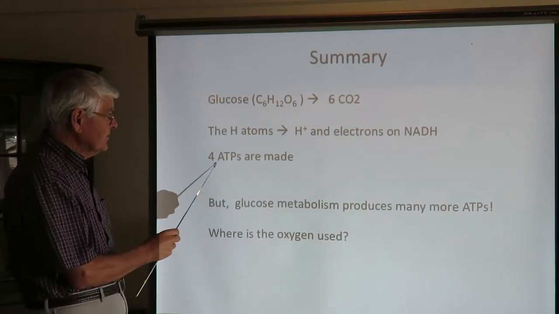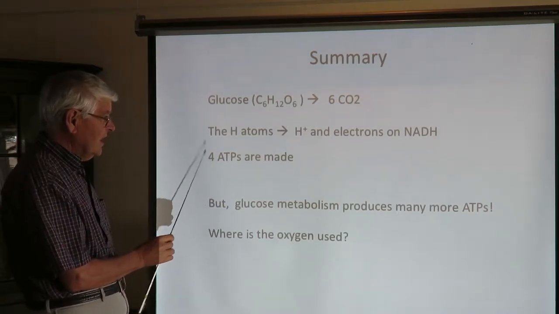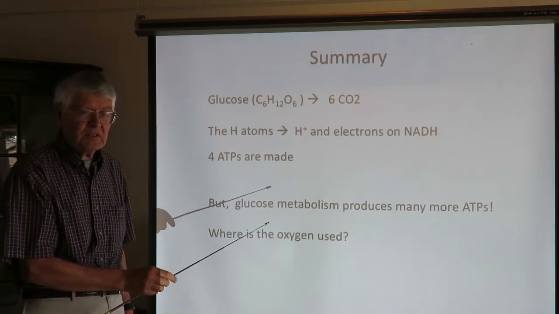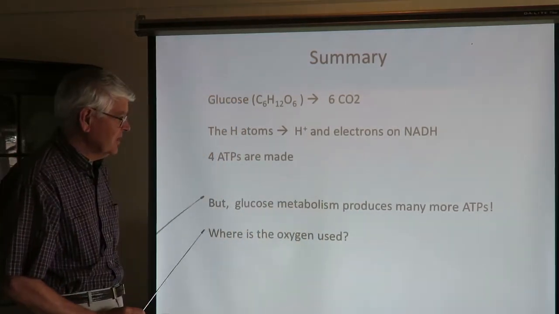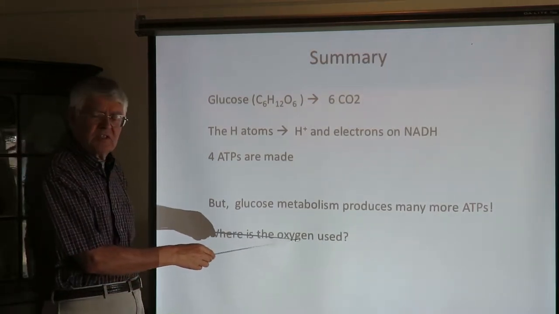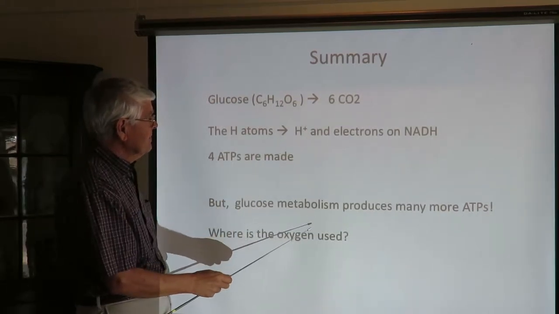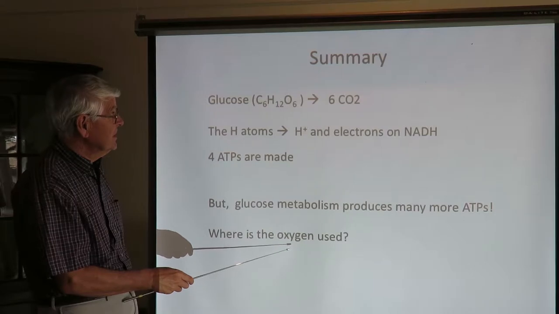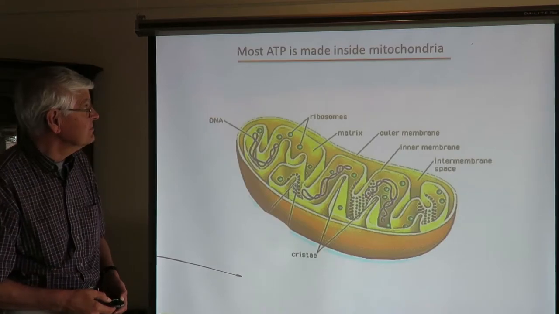Now we also saw that in the very first step out in the cytosol that there were four ATPs that were made. However, glucose metabolism, we know, produces many more ATPs. So somehow these electrons here have to be used to make more ATPs. And the other thing is that we haven't seen anywhere in any of these reactions any oxygen being used. The CO2 here came from either water or from the original O2 in the glucose molecule. So where does oxygen come into play here, if it's so important?